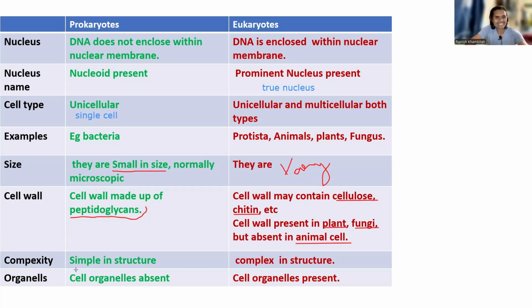The complexity of prokaryotic organisms is simple. They are very simple organisms. But eukaryotes are complex in nature. Cell organelles are absent in prokaryotic organisms, whereas cell organelles are present in eukaryotic organisms.